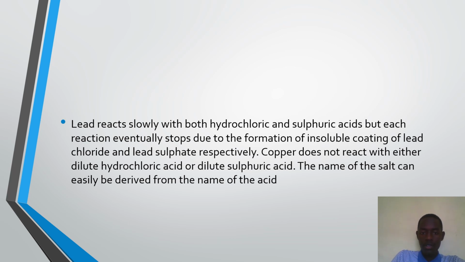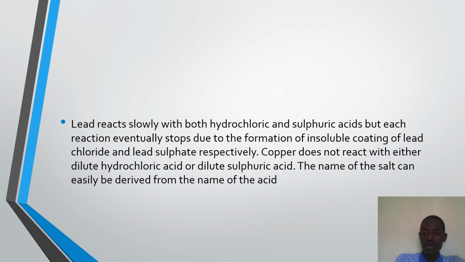Lead reacts slowly with both hydrochloric acid and sulfuric acid, but each reaction eventually stops due to the formation of an insoluble coating of lead chloride and lead sulfate. Now, if we react lead with hydrochloric acid and lead with sulfuric acid, the reaction eventually stops due to the formation of an insoluble coating of lead chloride and lead sulfate respectively.